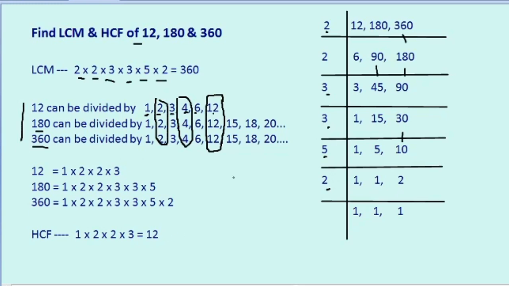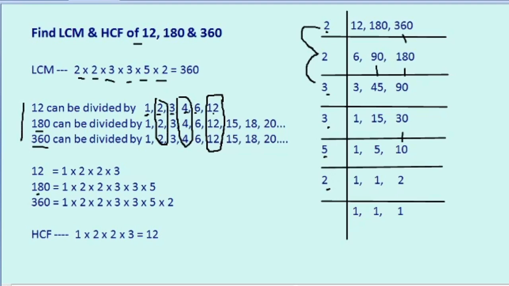Another way of finding this is, if you can't write all the numbers which are factors of each number, what we can do is factorize. 12 we have factorized here. 2 into 2 is 4, 4 into 3 is 12. So 12 is how much? 1 into 2 into 2 into 3.